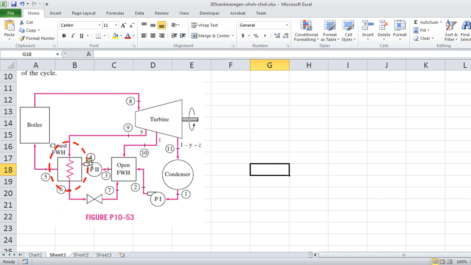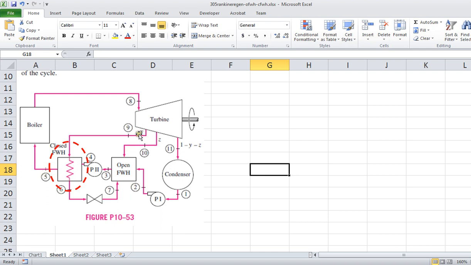The other way we could find that is to go back to the open feed water heater and look at the conservation of mass on this and add up the flow rates that we have. 1 minus Y minus Z coming in at 2, we have Z coming in at 10, and we have Y coming from 9, 6, 7. So when we add those together, 1 minus Y minus Z plus Z plus Y, that all adds up to 1. So we have a full flow rate going through 4 and 5, that is, the fraction is equal to 1.